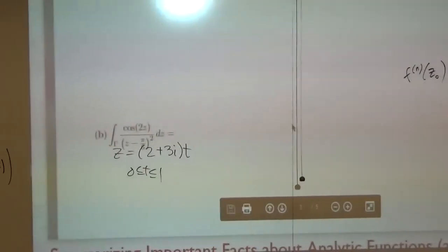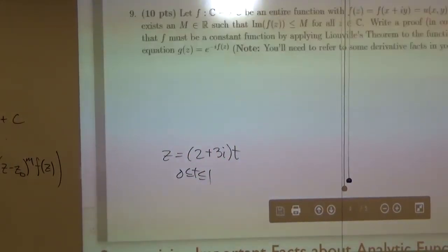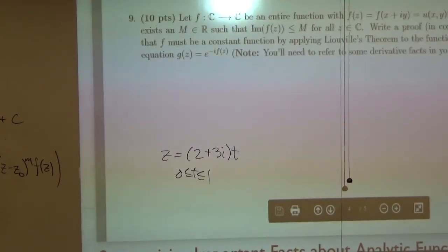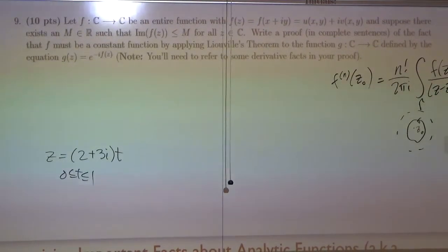That's the square here. This one was a proof of Liouville's theorem, and I basically told you what to do, but there were very few of you who got full credit on this one.